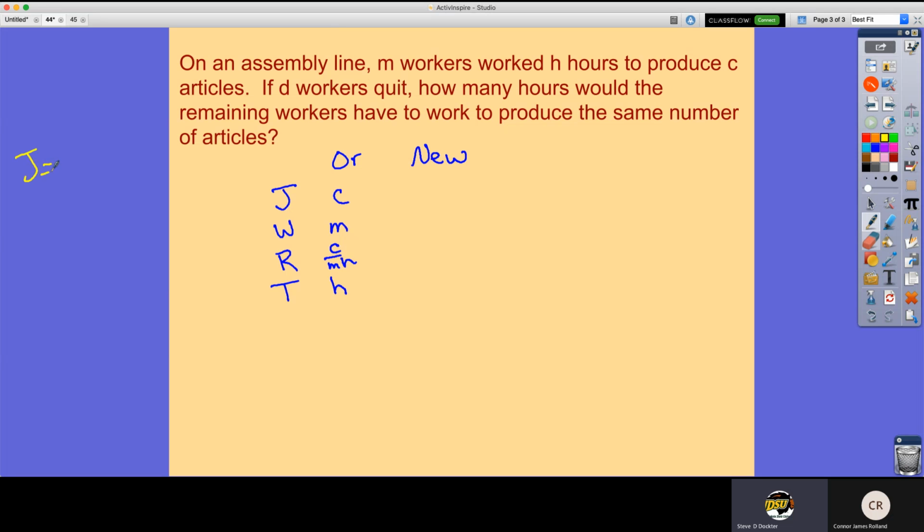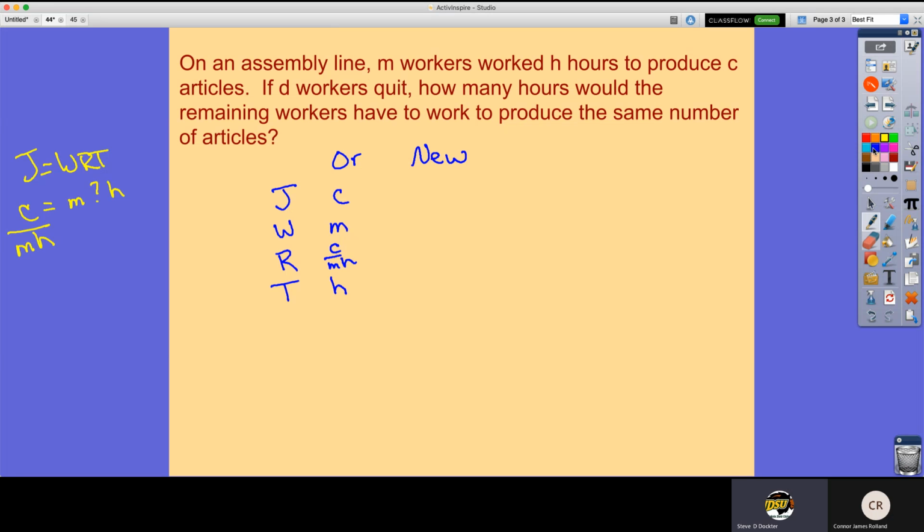Now sometimes that can be kind of hard to figure out. Remember, it's J equals WRT. So if you have to write this down to figure it out here, go ahead. You guys all know that to get the question mark by itself, we're going to have to divide by the M and divide by the H. Most of the time I skip that because a lot of you guys know that, but if you have to write it down, write it down.